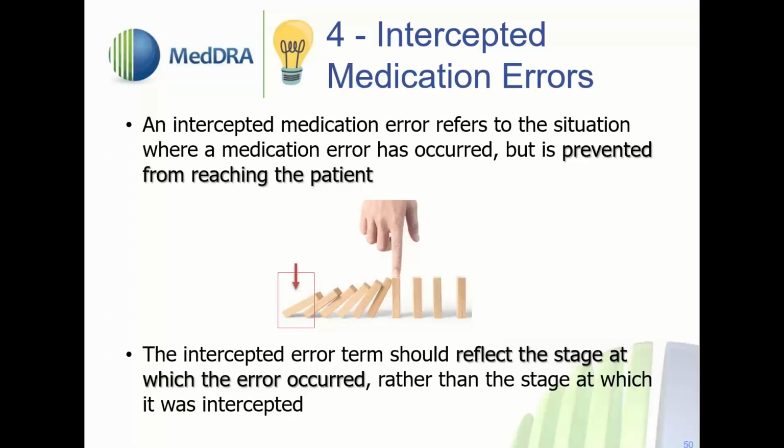Okay, so the next principle: sometimes medication errors at an earlier stage of the medication use process are prevented from reaching the patient. So a medication error occurred during prescription, maybe during preparation of the medication, etc., but it's detected and intercepted by an active intervention of an additional person. So when such scenarios are reported, the selected term for the intercepted error should represent the stage where the error actually occurred, not where it was prevented, right?